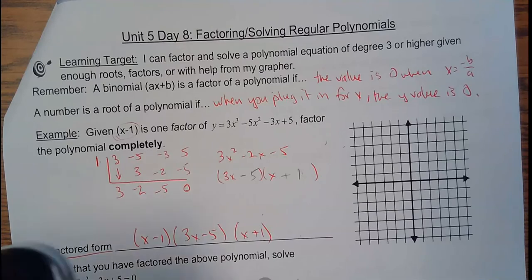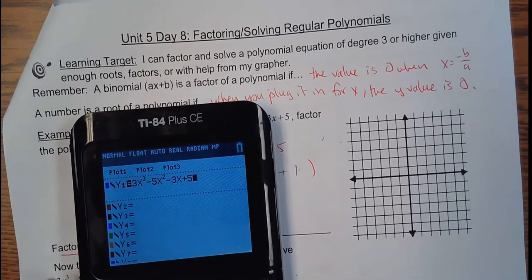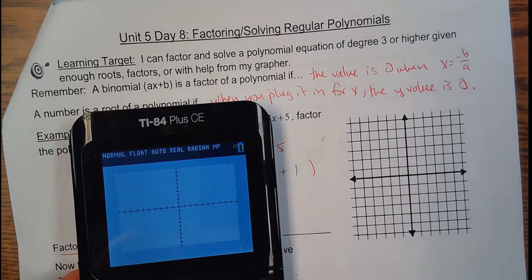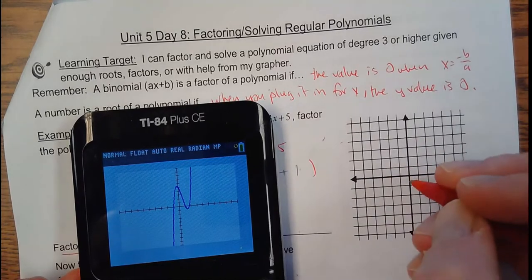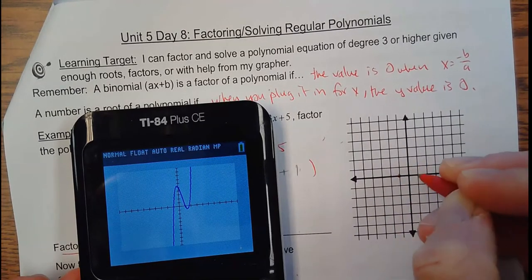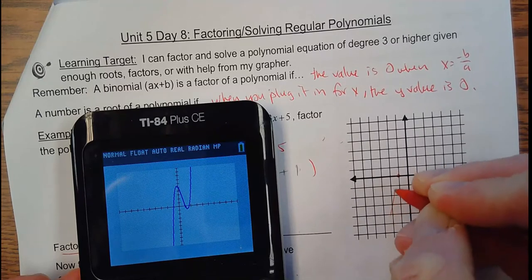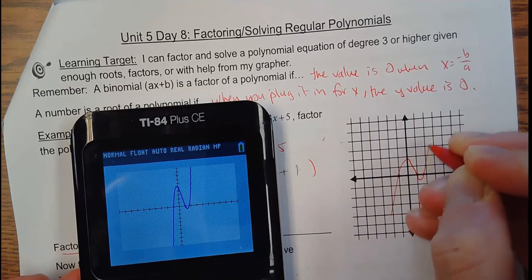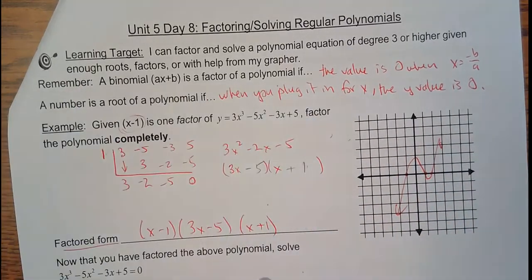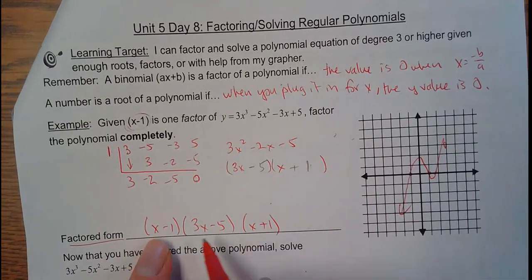I also want to quickly look at the graph of this guy. So I'm going to type it in the calculator, hit graph, and look at this graph here. So it goes somewhere over here. So it goes up. I'm just going to sketch it real quick. Looks something like that. And if you remember, these guys right here tell us what the zeros are.